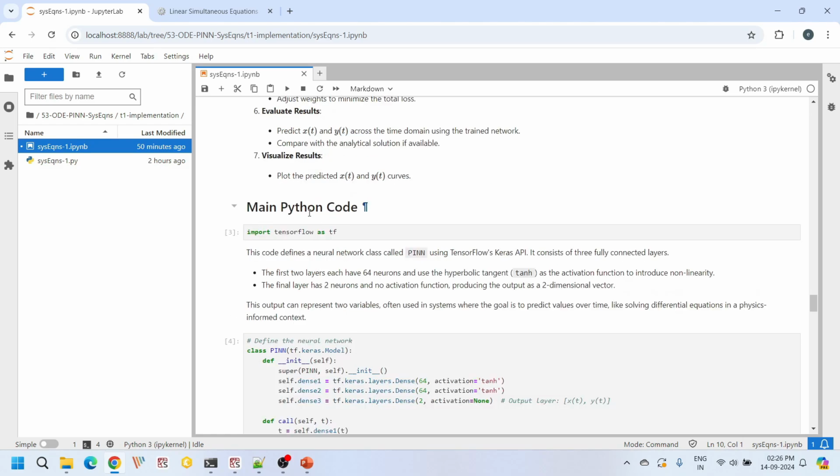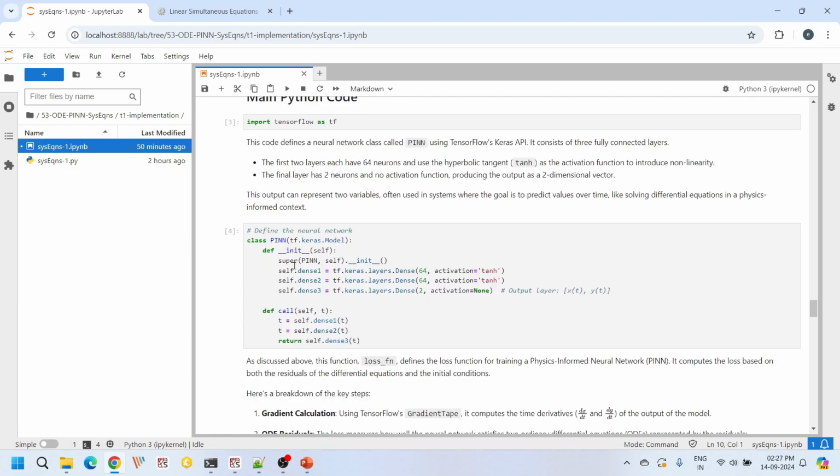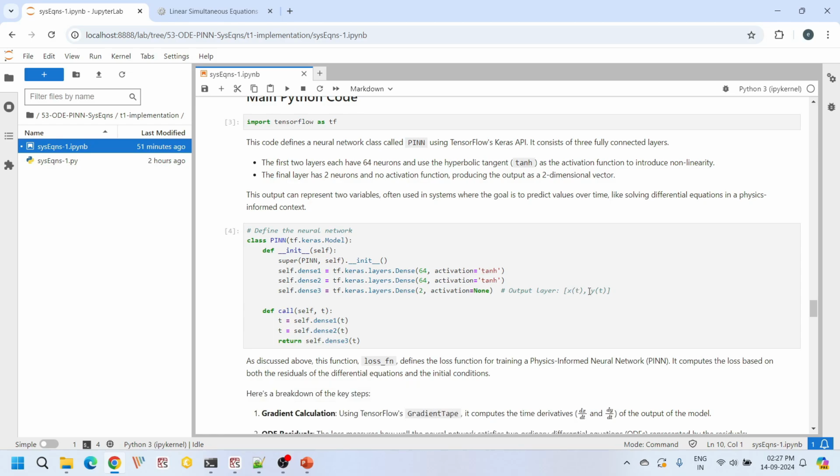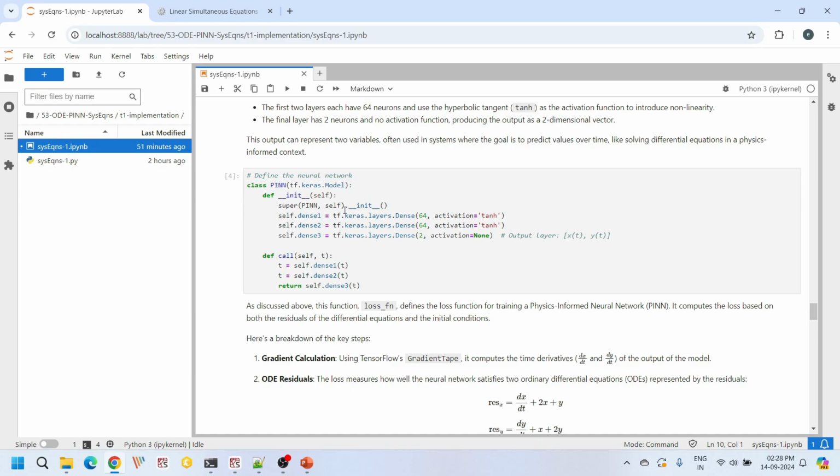So here our main Python code starts. As I said, we use the TensorFlow library. Here I define the basic neural network. I'm calling it PINN, and this network consists of two hidden layers. The first hidden layer consists of 64 neurons, and the second consists of 64 neurons, and I'm using the tanh activation function at each neuron. The last layer is the output layer that consists of two neurons, and each one corresponds to x(t) and y(t), and this returns the value of the network for a given t. So overall, this is our basic neural network.